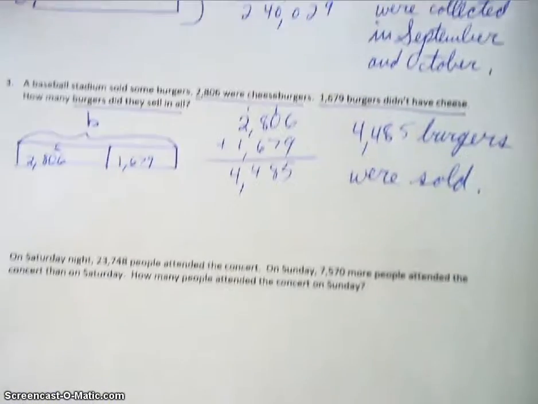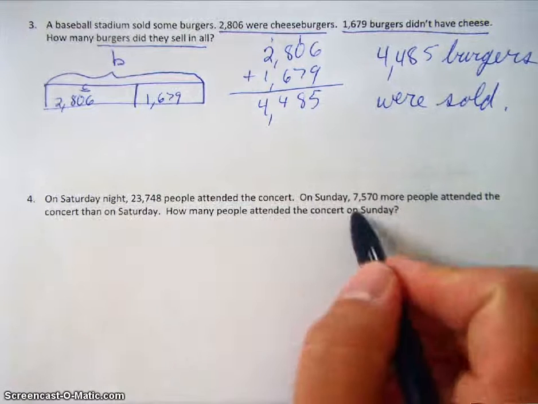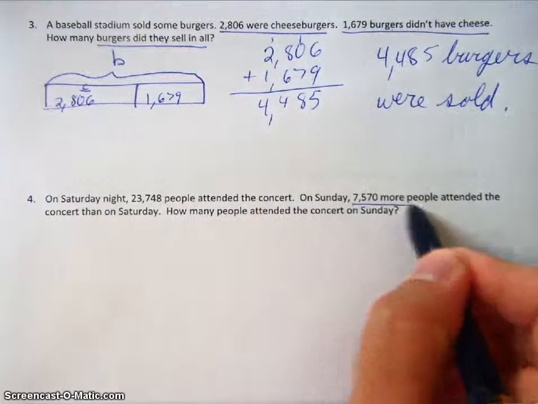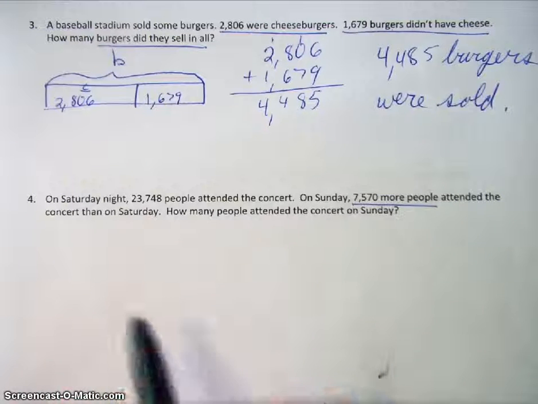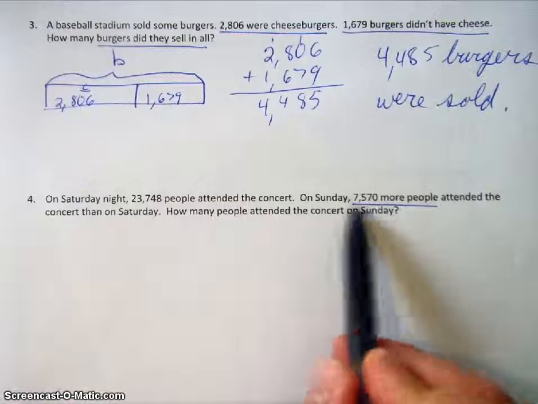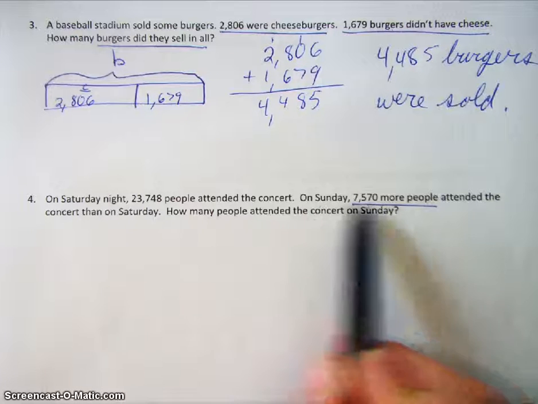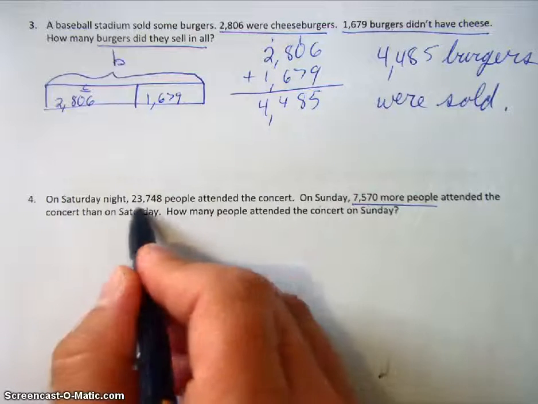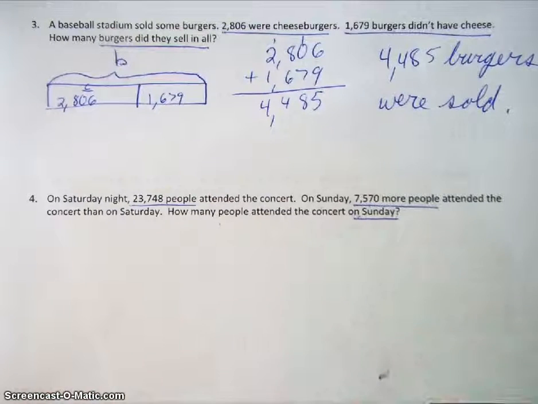Okay, so moving on to number 4. On Saturday night, 23,748 people attended the concert. On Sunday, 7,570 more people attended the concert than on Saturday. This is important. That's not how many people attended, that's how many people more attended compared to Saturday. We want to know how many people attended the concert on Sunday.